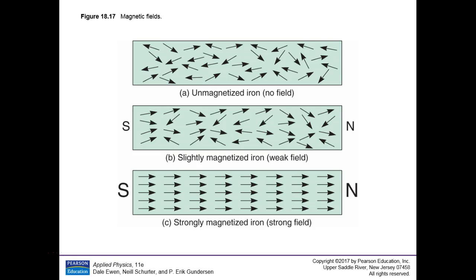Then, rather than being completely random, you have about as many pointing this way as that way. But put them in a weak magnetic field, and you have more pointing to the right and fewer pointing to the left, so you create a weak magnet there. Little iron filings line up around the wire or something like that.